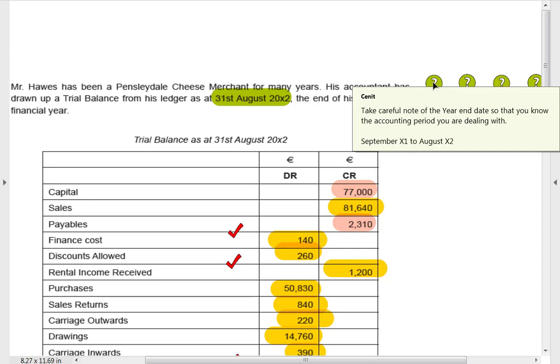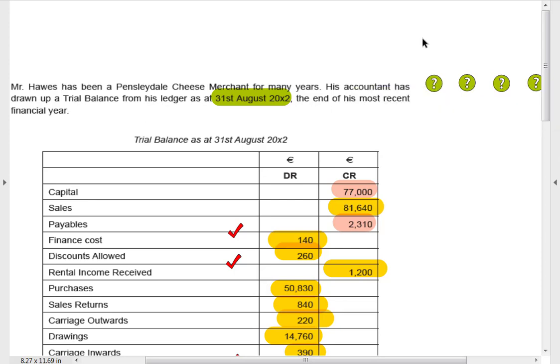So the first thing you've done is you have highlighted that 31st of August X2. And if it helps you, draw a timeline on your question paper showing you starting from the 1st of September and ending at the end of August, and then you can put a timeline underneath that to show any prepayments or accruals or anything like that. Okay, so we're doing our work at the 31st of August X2, and the year that we're dealing with is from the 1st of September X1 to the 31st of August X2. So that's the first thing, take careful note of the year end.